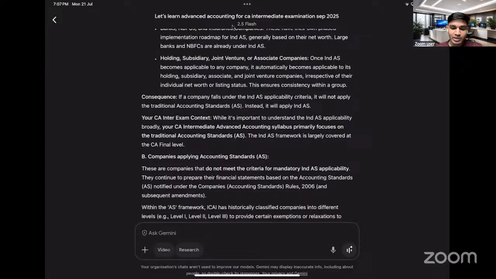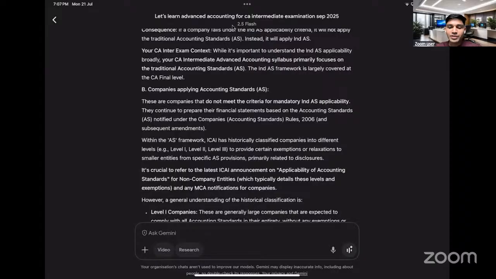Companies applying accounting standards, that is AS, are companies that do not meet the criteria for mandatory Ind AS applicability. They continue to prepare their financial statements based on accounting standards AS notified under the Companies (Accounting Standards) Rules 2006 and subsequent amendments.